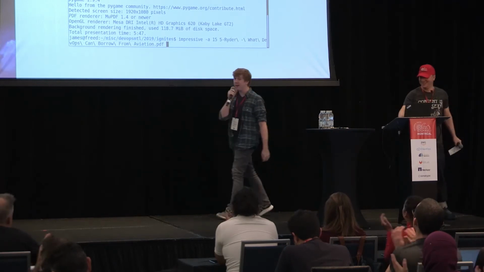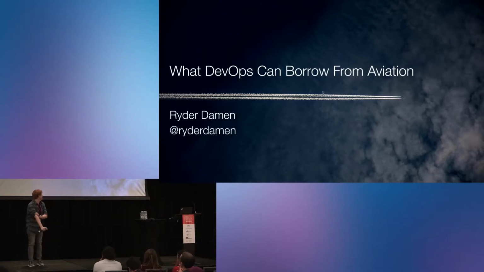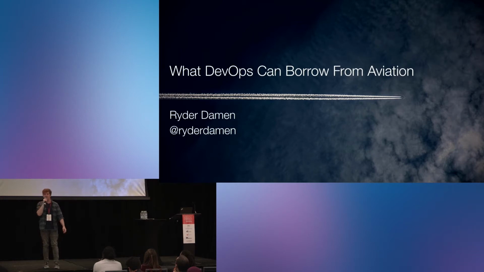Thanks, James. I don't have a helicopter, and I cheer for the Habs. So my name is Ryder, as James just mentioned. I am a DevOps/site reliability engineer. Before that, I was actually a full-stack developer, and a long time ago before that, I learned how to fly.